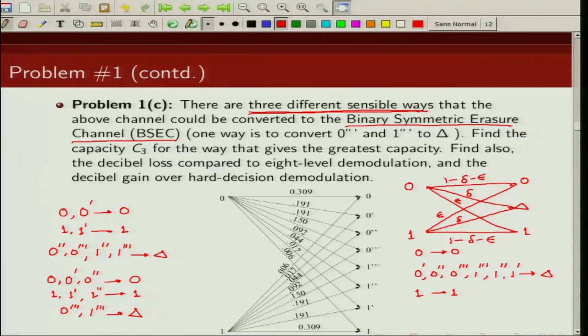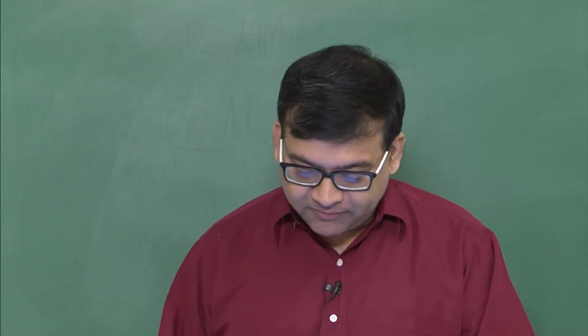Now, this question asks, find the capacity of the channel, find the capacity for the way that gives the greatest capacity. So, out of these 3 different ways in which we can convert this channel into a binary symmetric erasure channel, which one will give us maximum capacity? That's the first part of this question.